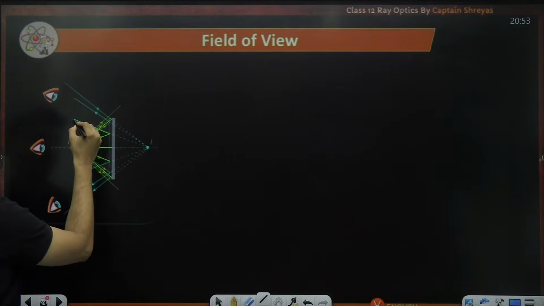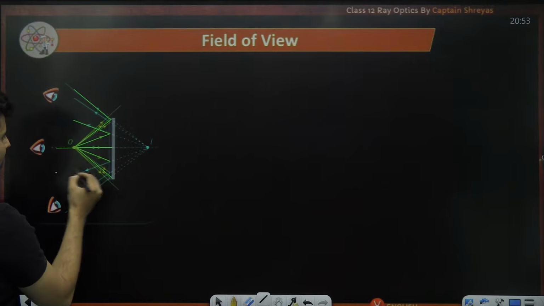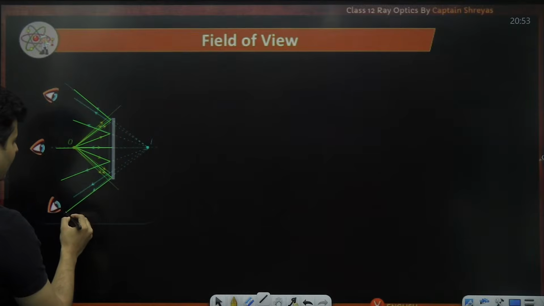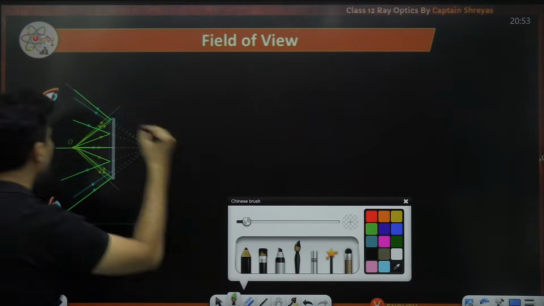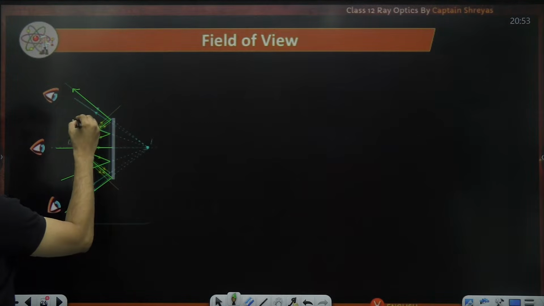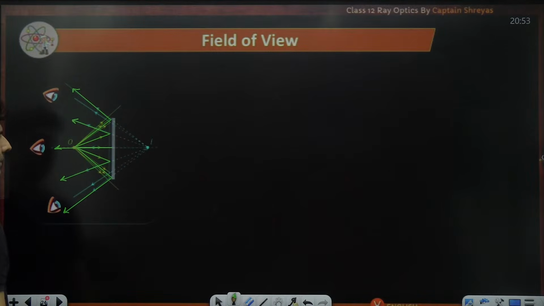And all these rays will get reflected, as you can see. Now, as they get reflected, I can extend them back and I can retrace back where that image is, like you can see over here.